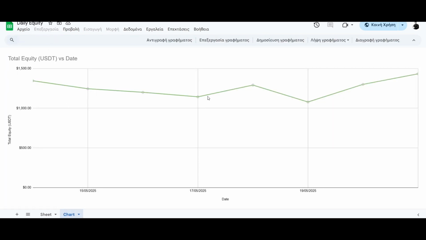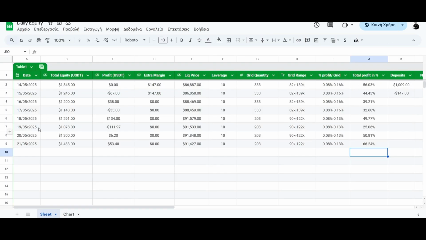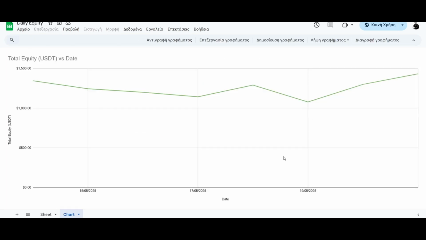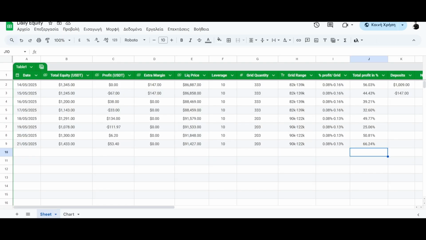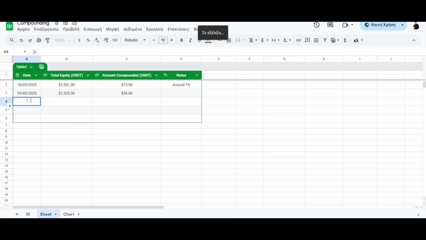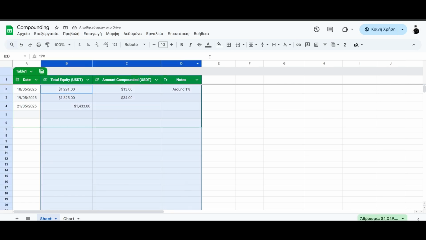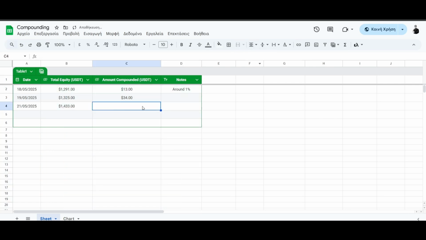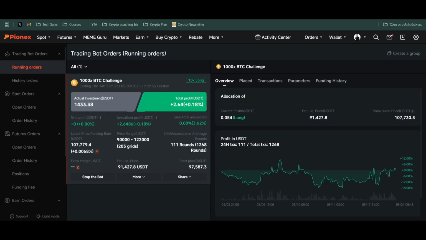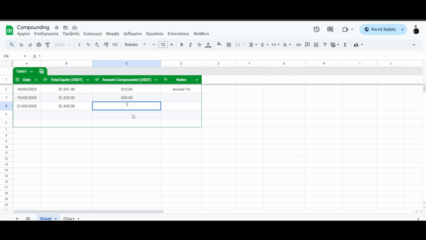Here is the chart, and the more data we put in the chart, the better the chart will be looking. Also, let's just put some compounding into account. So yesterday was a great day. We had a lot of price action, so I compounded a lot of dollars. So that is like 108.